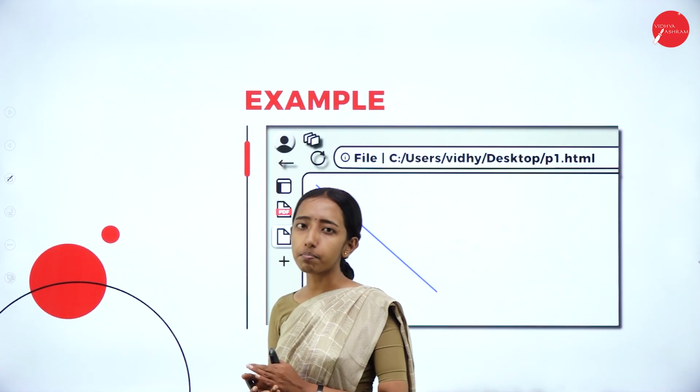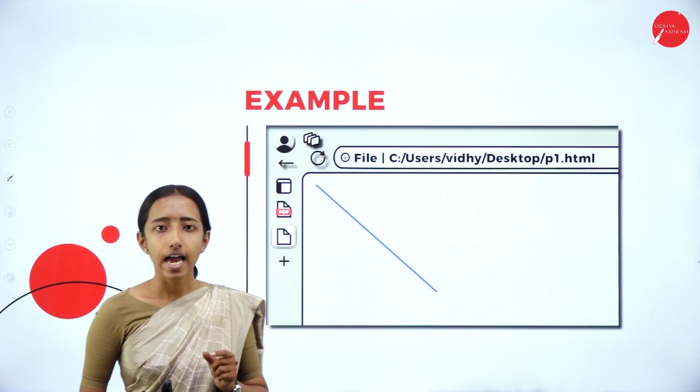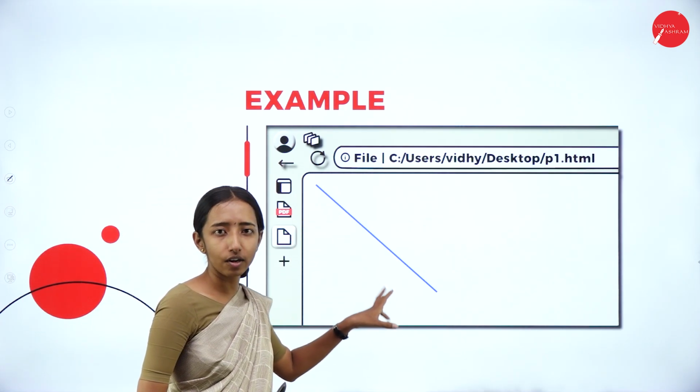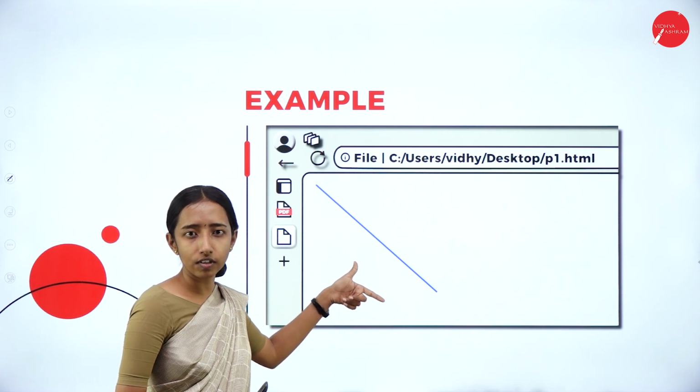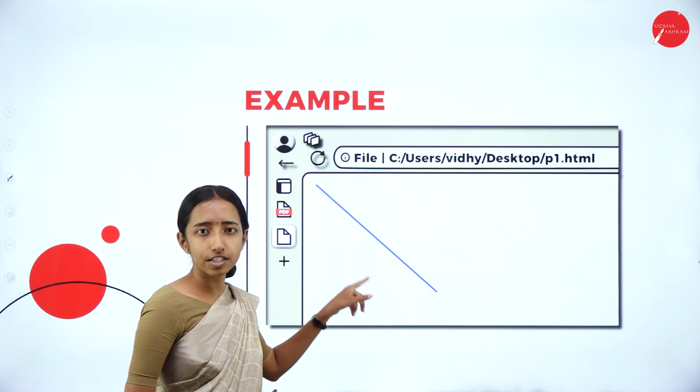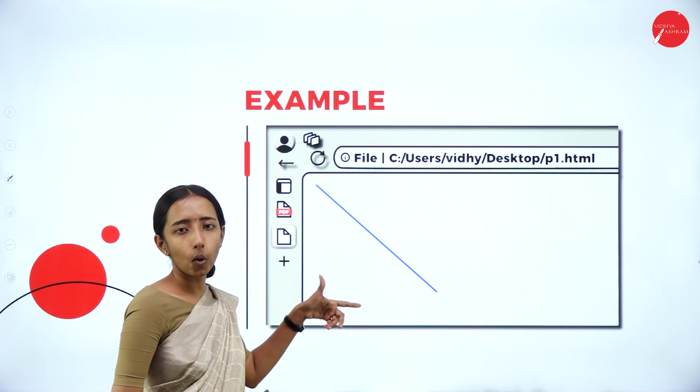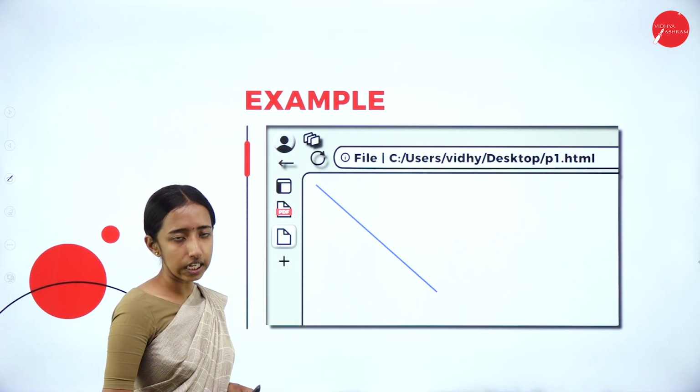So this is the example of what we have taken with the SVG element, and here we can see we have a blue line which we have drawn in the code. Here the thickness is 2 and the stroke we have given is blue. So this is the example of how we can have a vector graphic of a line.